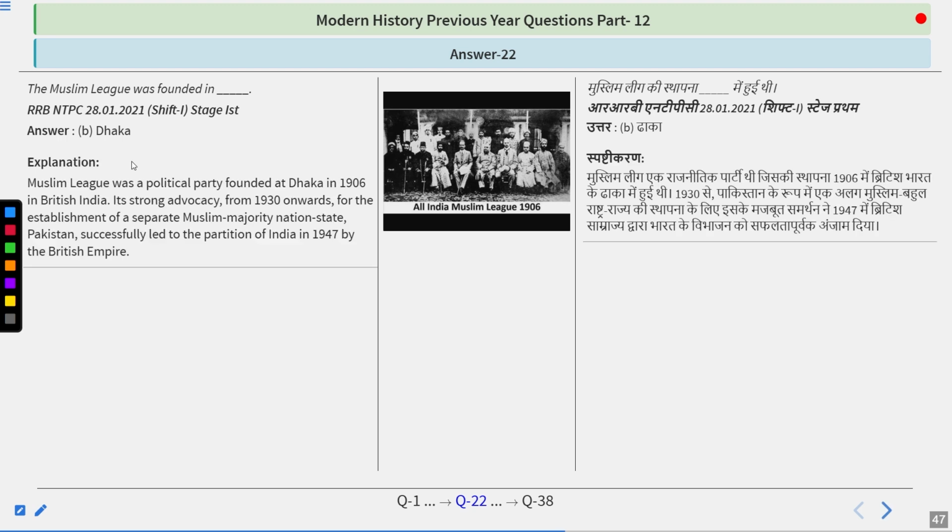The Muslim League was the political party founded at Dhaka in 1906 in British India. Its strong advocacy from 1930 onwards for the establishment of a separate Muslim majority nation state, Pakistan, successfully led to the partition of India in 1947 by the British Empire. So the answer is Dhaka.